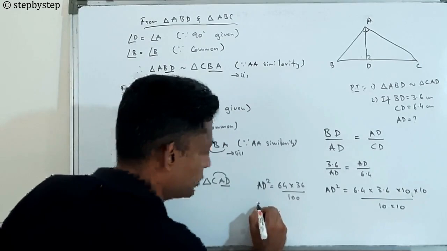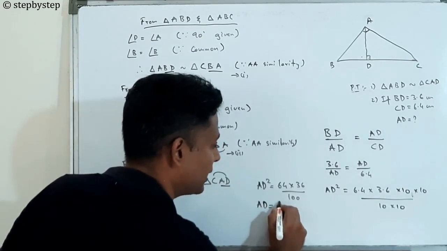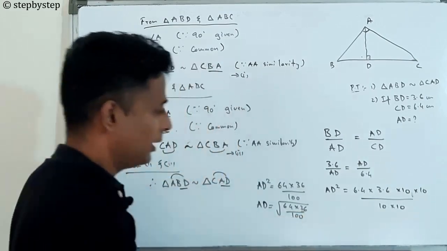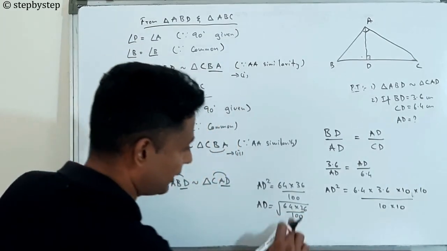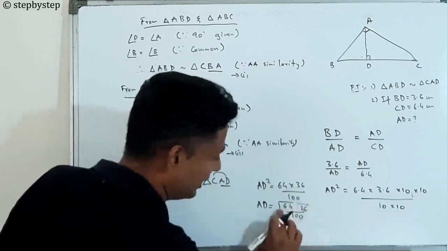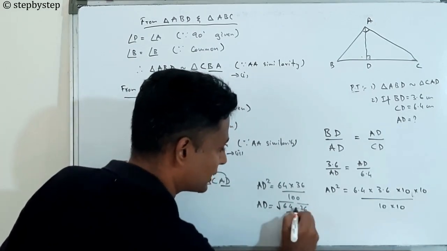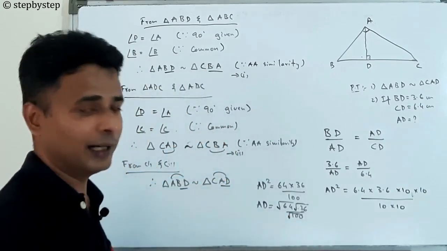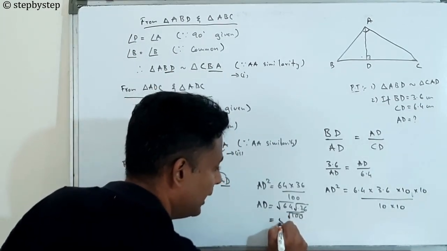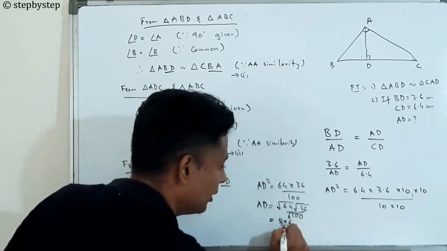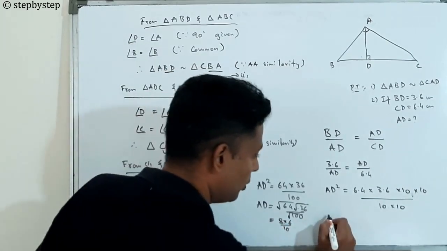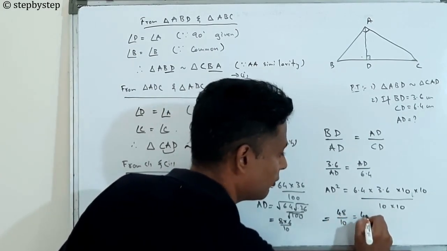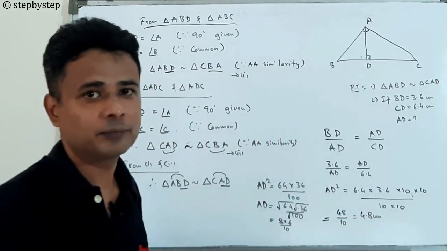Now I'll transpose square on the other side, it becomes root of 64 into 36 by 100. If you remember exponents from last year, when it's multiplication and division, we can split the roots. So it becomes root 64 into root 36 by root 100, which means it becomes 8 into 6 by 10, right? So 8 into 6 by 10, that is 48 by 10. So answer is 4.8 centimeter.